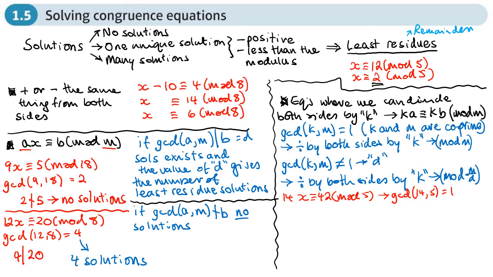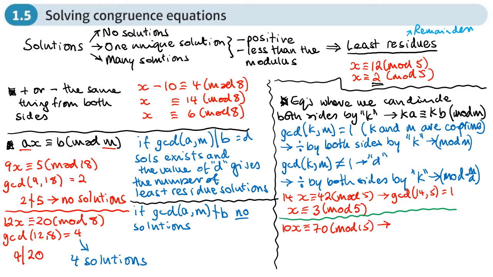So I'll just go ahead and divide both sides by 14. So I will get x is congruent to 3, but the modulus stays the same. It stays as mod 5 because this value here was 1. Okay, let's try one where the greatest common divisor is not going to be 1. So let's say, for example, 10x is congruent to 70 under mod 15.